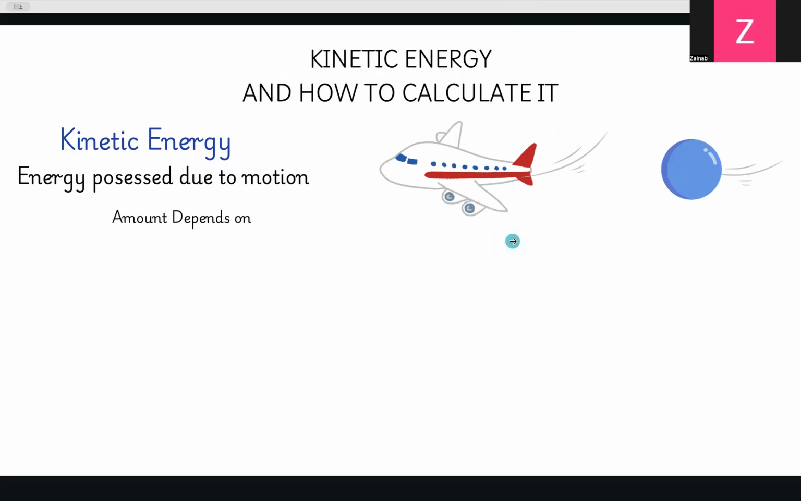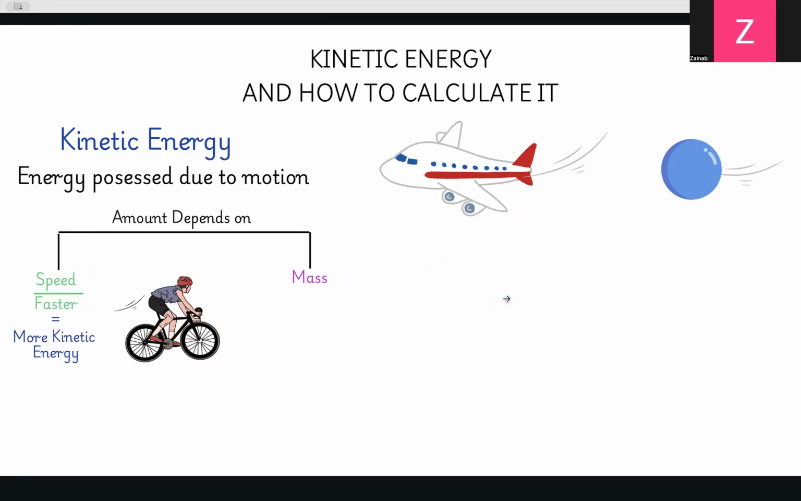And the kinetic energy depends on two things. So, firstly, it depends on the speed of an object, and it also depends on the mass of an object. Now, for speed, if an object is moving faster, it will have more kinetic energy. Okay, so this cyclist, if it's moving faster, it's going to have more kinetic energy than if it was moving slower. Now, for mass as well, if an object has more mass, it has more kinetic energy.